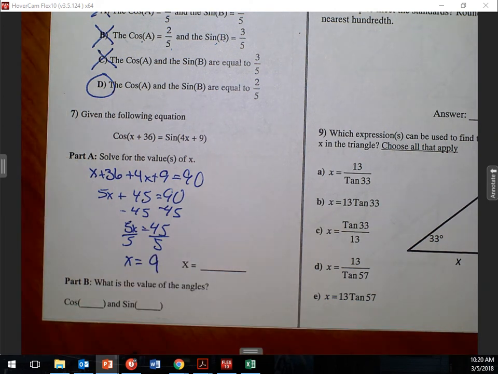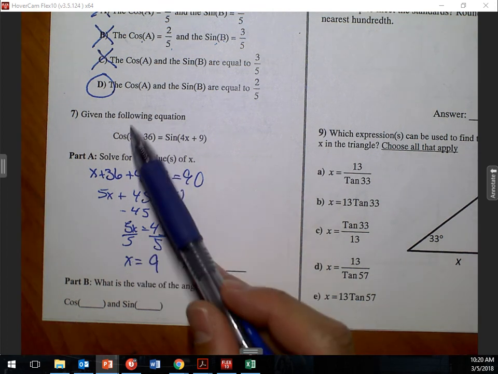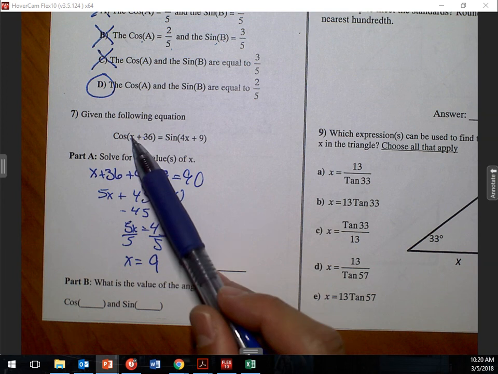Now, what is part B saying? Where's the value of the angle? So what should I do to find the value of the angle? Input 9 for the x's. Very good. So I'm going to evaluate it. So I'm going to put 9 into the x's. That's what I'm looking for.